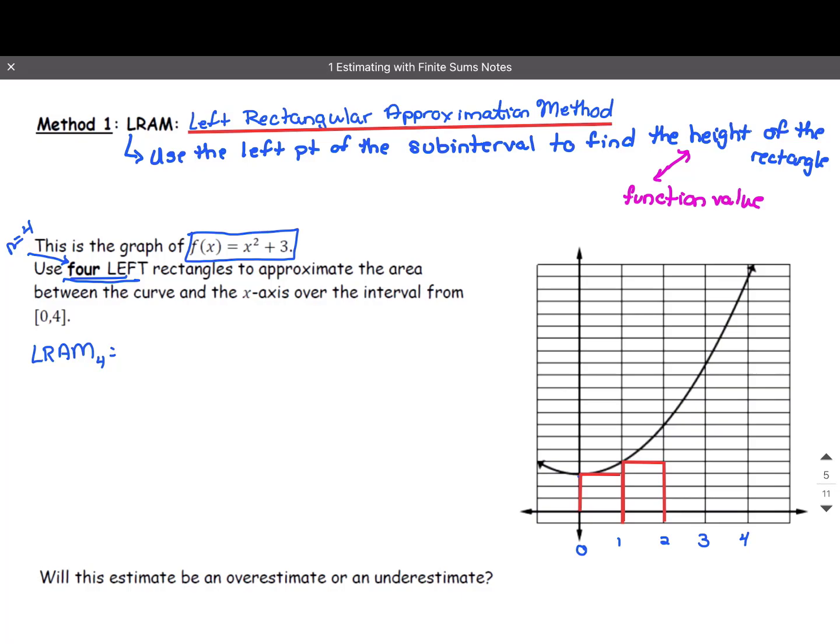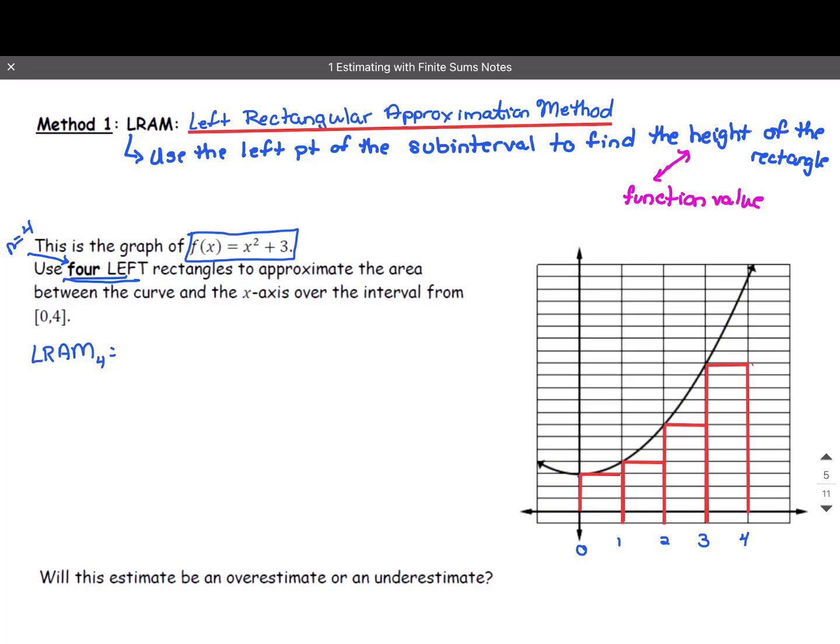From 2 to 3, 2 is on the left, so we use the 2 to find the height of the rectangle and bring it over the length of the interval. Bring it down at 3. And from 3 to 4, the number on the left is the 3, so we're going to use 3 to find the height of our rectangle here. And we're going to bring it over the length of the interval. And now we have drawn our rectangular approximation. Okay, so we have drawn our left rectangular approximation.